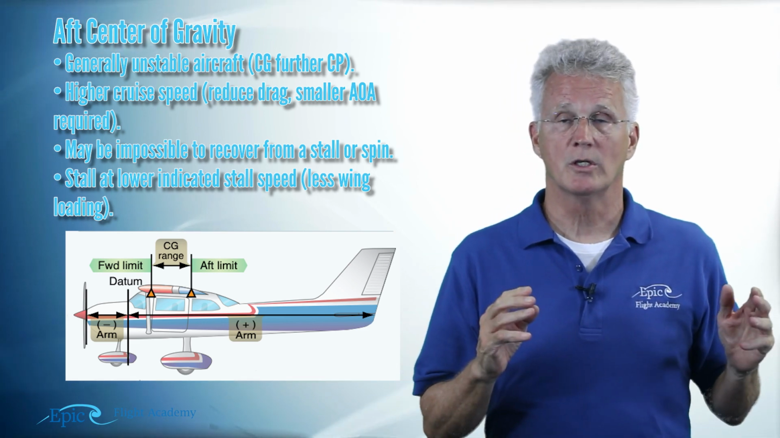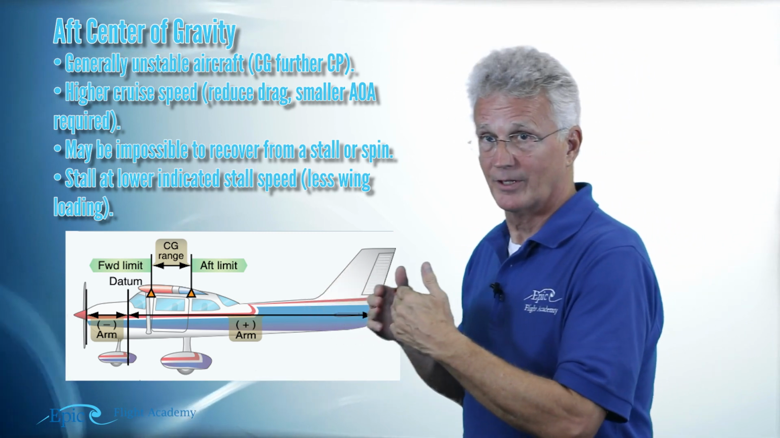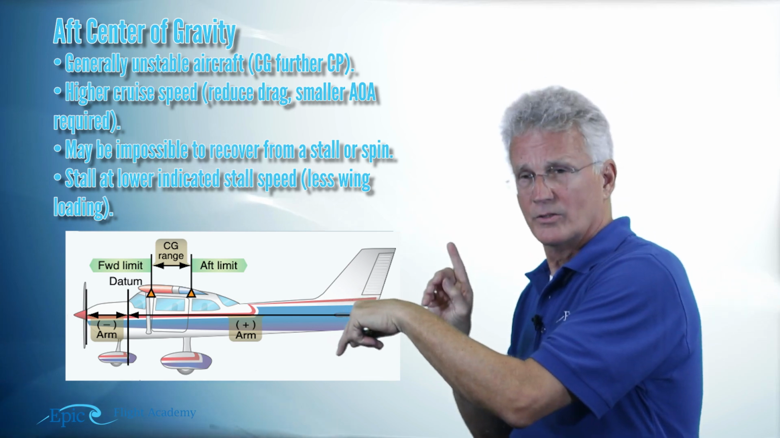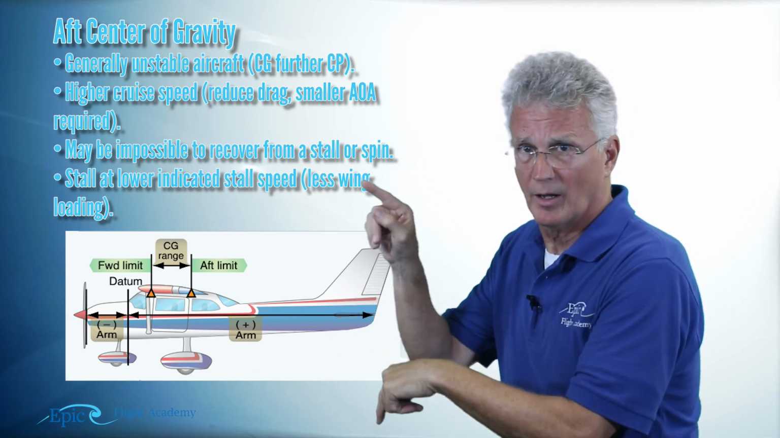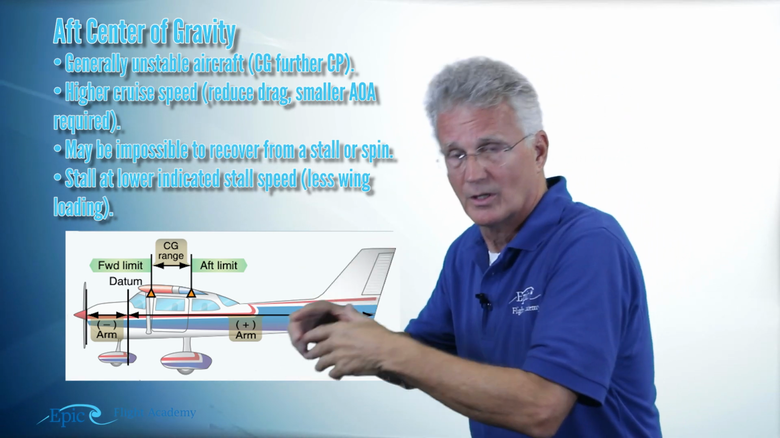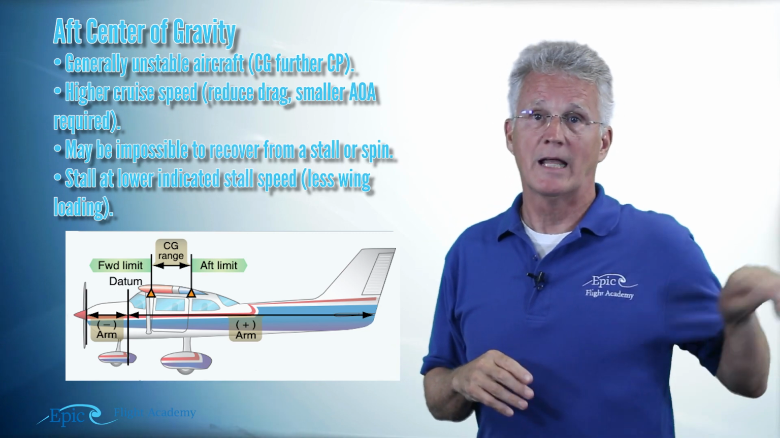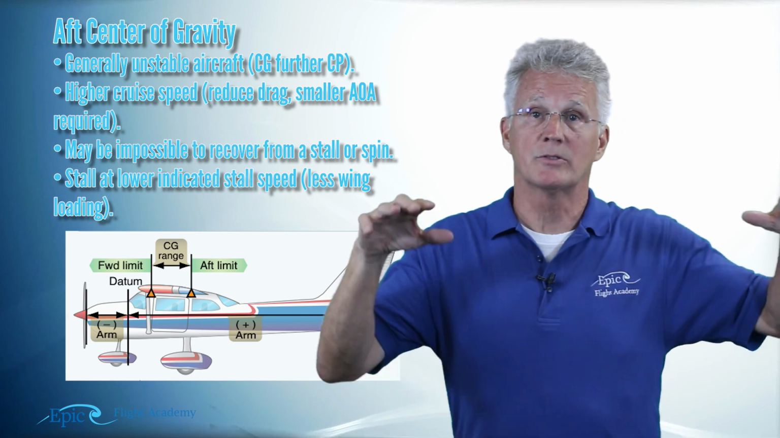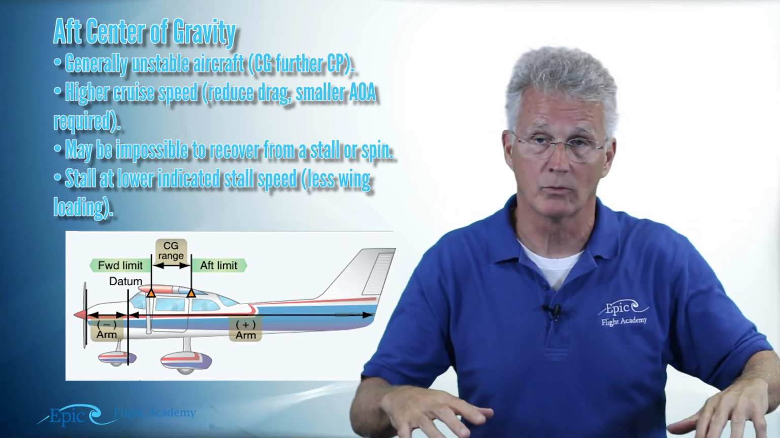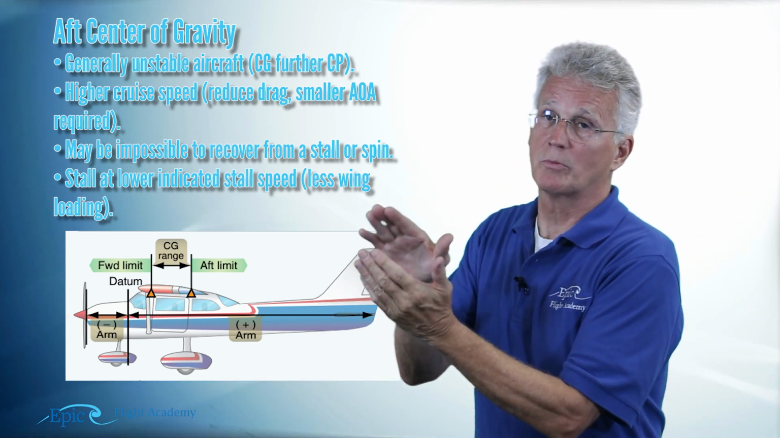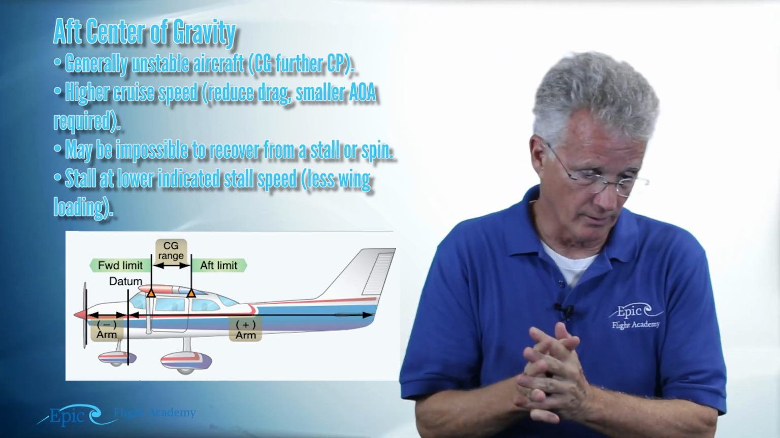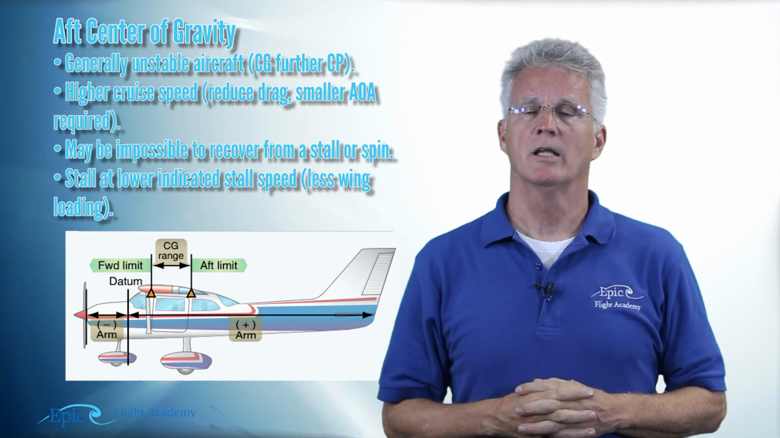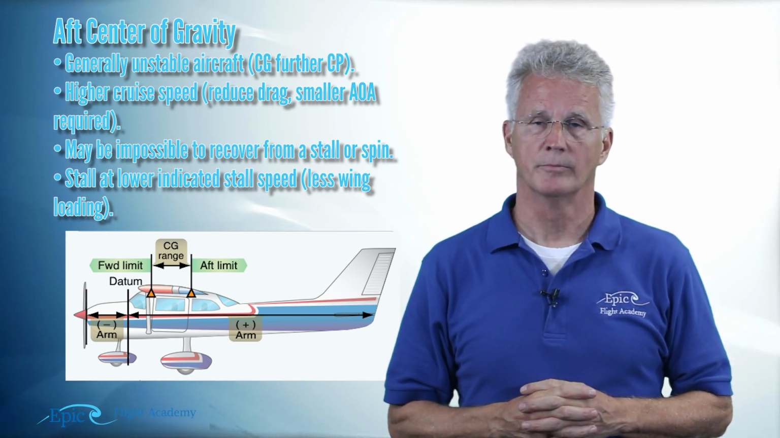When the CG is further aft and it's closer to that center of pressure pushing up, there's less of a pitch down force. That means less tail down force. That means less total downforce, that means a smaller angle of attack. So a smaller angle of attack is less induced drag.